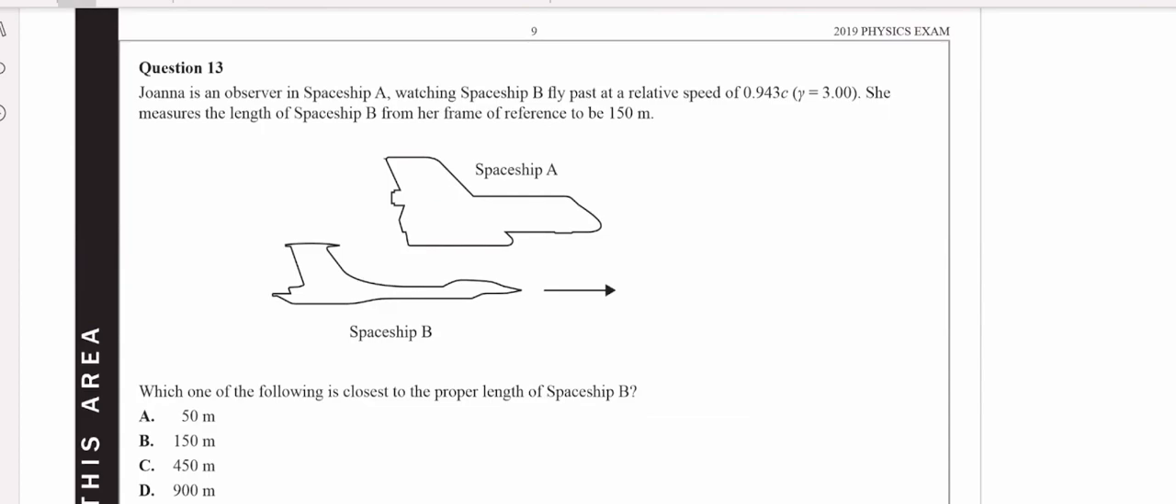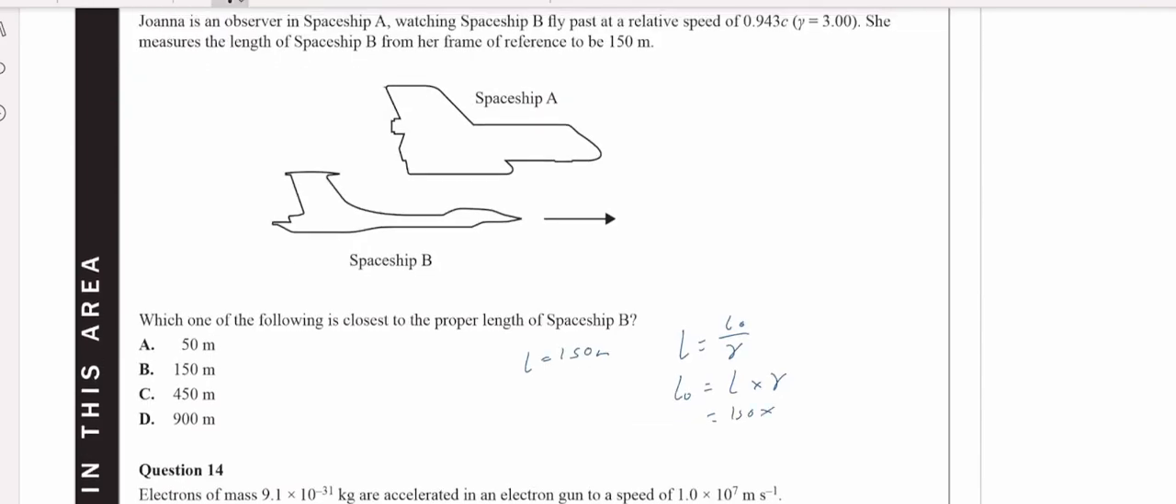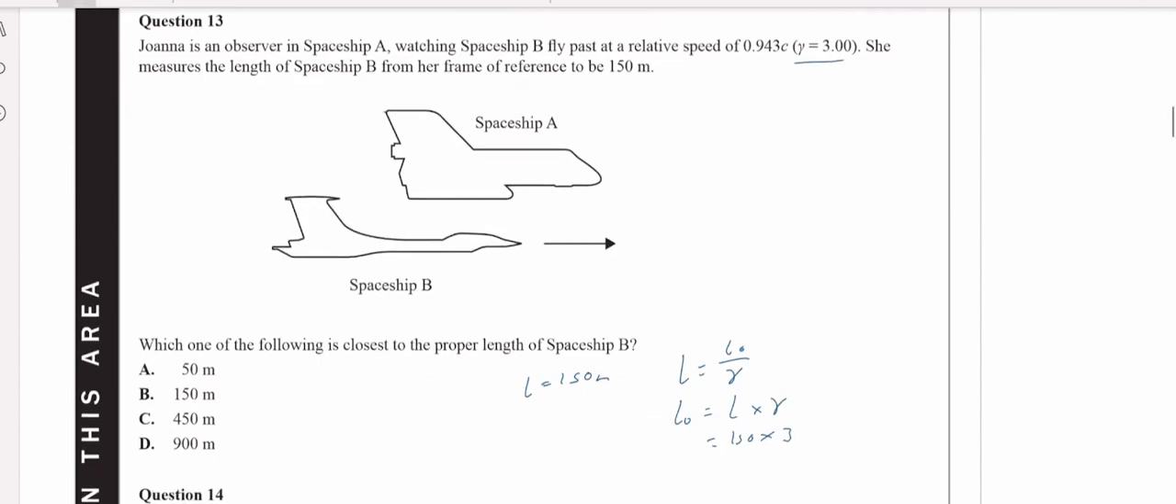Joanna is an observer. Ship B flies past at 0.943c. The ship's proper length is 150 meters. We need to find L, where L equals L0 over the Lorentz factor, or 150 times the Lorentz factor given, 3, which is 450 meters.